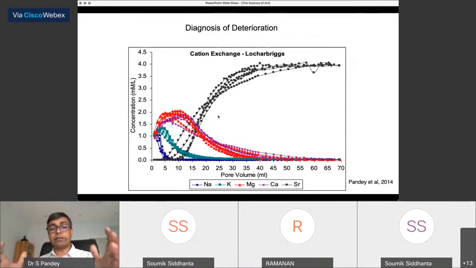So this suggests that stone is acting like a chromatographic column, and it retains ions preferentially with the ion exchange sites when the salt transport takes place. And that is precisely the reason why we only see sodium chloride and sodium nitrate, or potassium chloride and potassium nitrate at the surface.